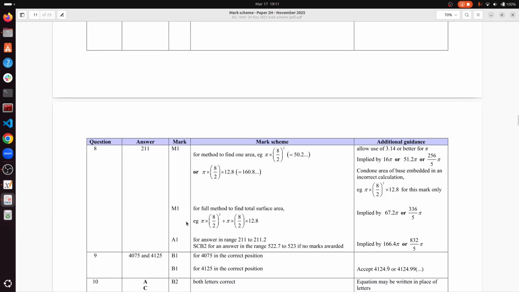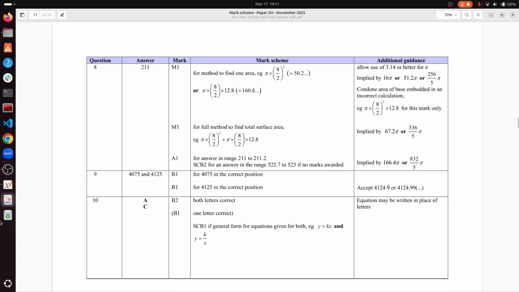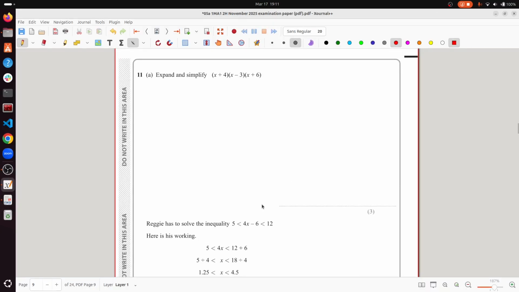We'll look at the mark scheme for that. That's A and C. That's correct. Number 11, expand and simplify (x + 4)(x - 3)(x + 6).